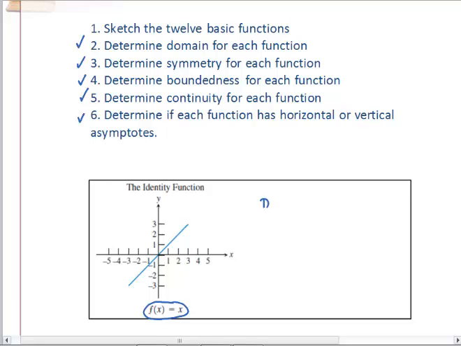For instance, the domain you should write down is all real numbers. You would want to talk about continuity, and you would say this is continuous everywhere. You'd maybe want to talk about its symmetry, and its symmetry would be odd symmetry. You might want to talk about if it has a horizontal or vertical asymptote, and the answer would be no asymptotes.